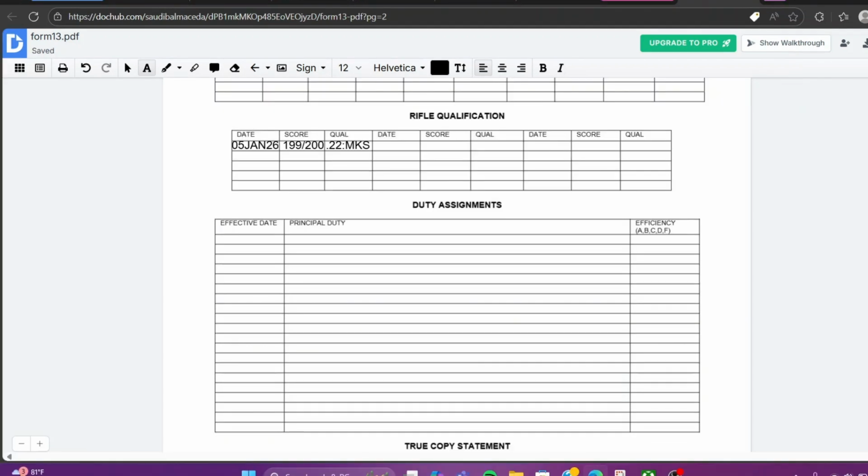When filling out the rifle qualification section of the Form 13, you will enter the date, as we have previously stated in every other section, the score, which will be the points earned out of possible points total. So in this example, this cadet scored 199 out of 200 possible points. And for the qualifications, it will be denoted as, for example, if you are qualifying with 22s, it would be 22 with a colon, and then denoting each specific one you can get. So marksman, sharpshooter, expert, or familiarization if the cadet did not qualify.